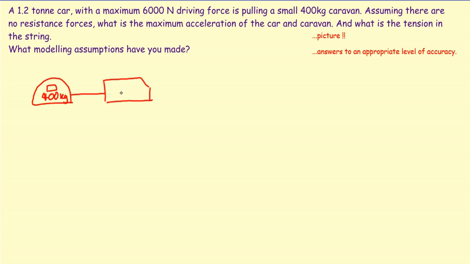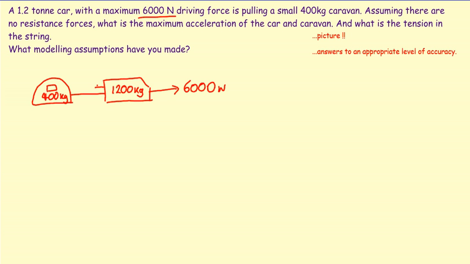Everything has to be in standard units, so we've got to write it in kilograms. We've got a driving force of 600 newtons, so let's label that there. Sorry, 6,000 newtons. What other forces? Assuming there are no resistance forces, okay, so that makes it easier. And we're being asked to find the acceleration of the caravan and the tension in the string.